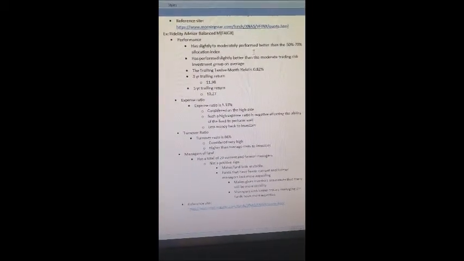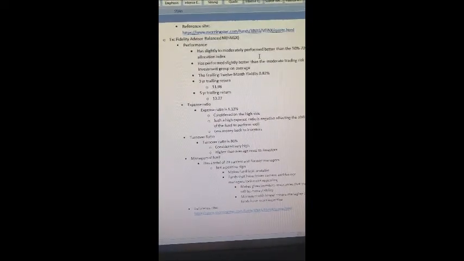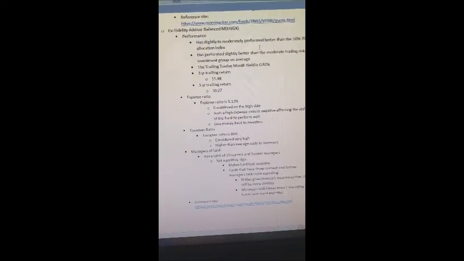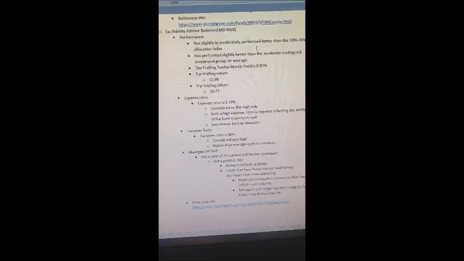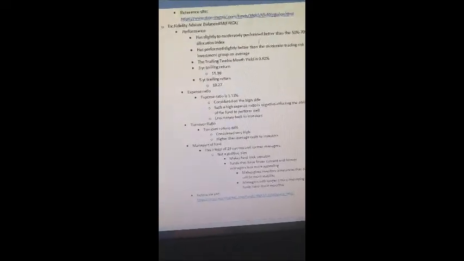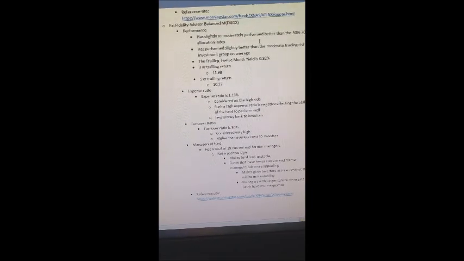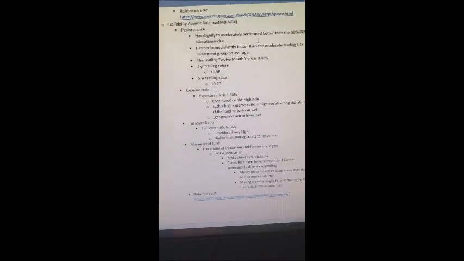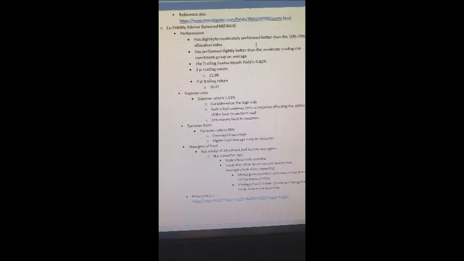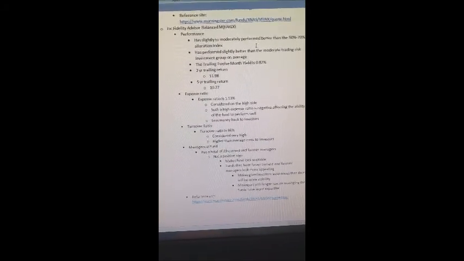The second domestic fund that we're going to look over is the Fidelity Advisor Balanced M. It has performed slightly to moderately better than the 50% to 70% allocation index. This index is for mutual funds with 50% to 70% U.S. equity. It has performed slightly better than the moderate trading risk investment group on average. The trailing 12-month yield is 0.82%, the 3-year trailing return is 11.98%, and the 5-year trailing return is 10.27%.